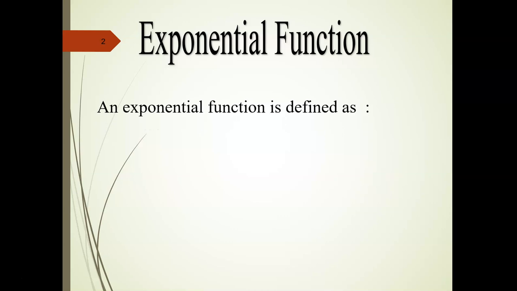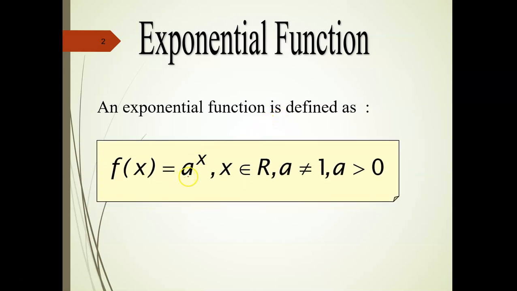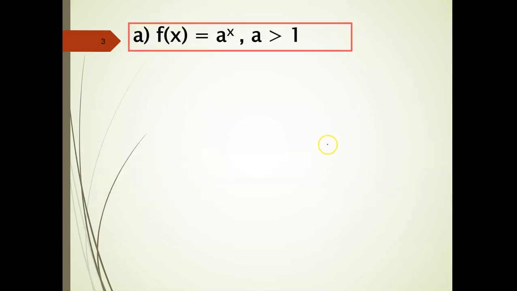An exponential function is defined as f(x) equals a power of x, where x is a real number, and a cannot be 1 and a must be greater than 0. So this is the definition. There are a few cases that apply to this exponential function. The first one is when a is greater than 1. We want to look at how the graph looks.